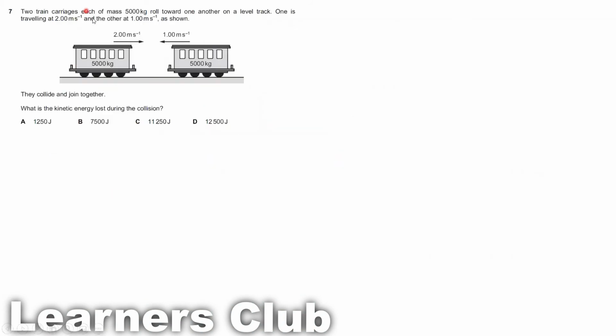Two train carriages, each of mass 5,000 kg, roll towards one another on a level track. One is traveling at 2.00 meters per second, the other one at 1.00 meter per second. They collide and join together. So they are moving towards each other, then they collide and move off together. What is the loss in kinetic energy during this collision?